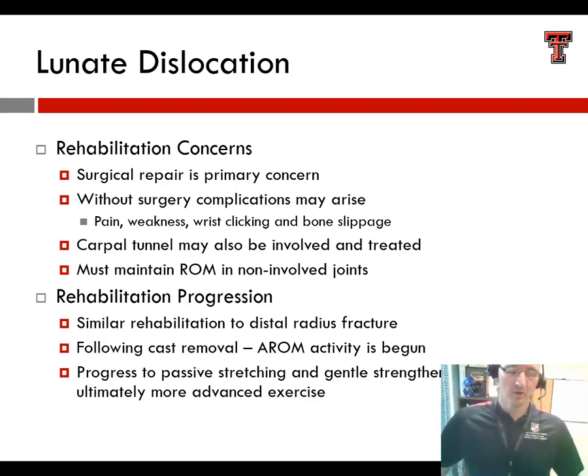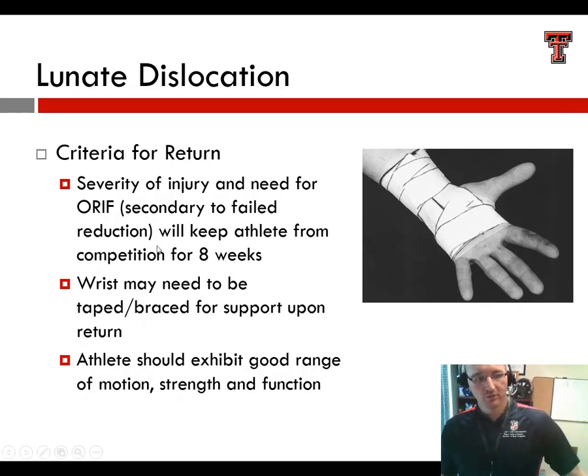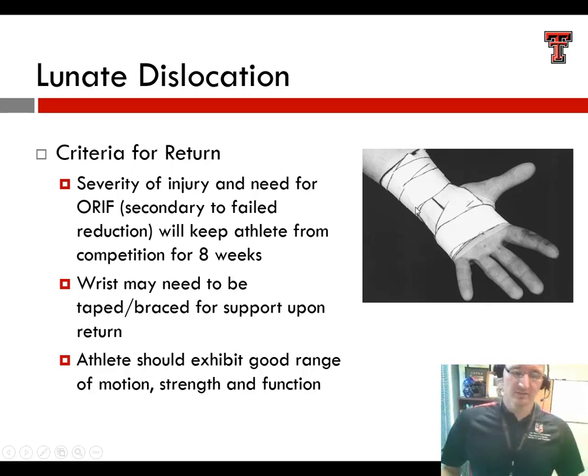Okay, our rehab progression is going to be very similar to distal radius fracture. A lot of our gripping, pinching type exercises, extension type exercises. Once we get them out of the cast, active range of motion would begin, and we'll progress to passive stretching and general strengthening as they progress through. In order to return to play, we would probably have them taped or braced, and in the case of my athlete, she wore a leather palm guard called a lion paw, and she wore that for the rest of her career basically. We need to see good range of motion, good strength, good function, and something like a palm guard or tape job may be beneficial.